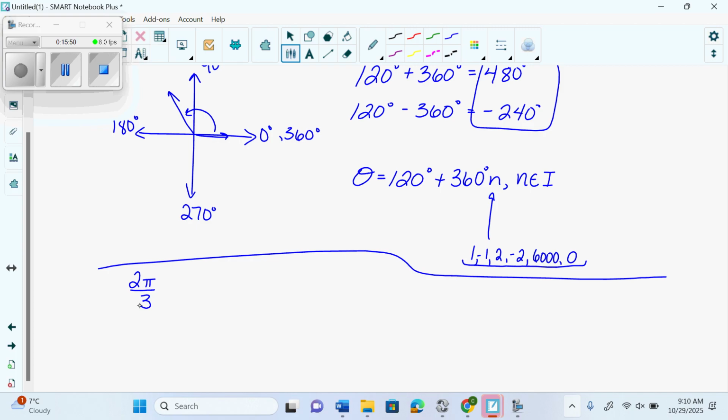So your general term is not going to be different if I give you a coterminal that's out of 0 and 360. Because you're still going to find that principal angle between 0 and 360 first, then state your general term. Okay? So, 2 pi over 3, cool.